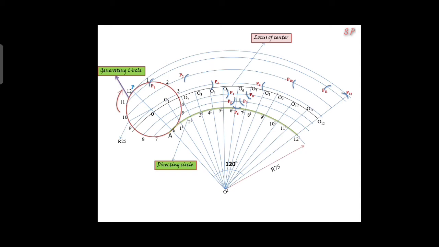After locating these points P1 to P12, we are going to join all the points by freehand sketch from the initial point P. So smoothly you join all the points by freehand sketch, and you will get the epicycloid curve.